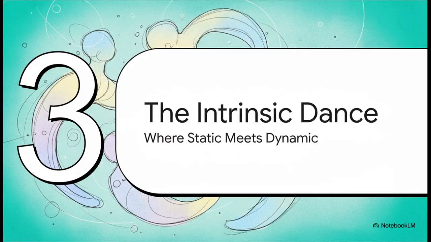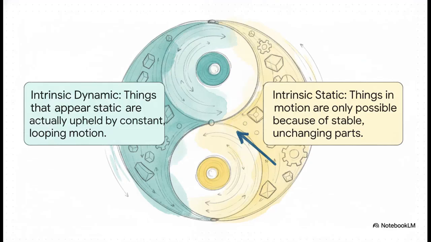So, okay, we've got our three parts. But here's the thing. They don't just sit there. Nope. They are locked in this constant, never-ending, interdependent dance. This brings us to the whole idea of intrinsic properties. The theory basically says that nothing, and I mean nothing, is purely static or purely dynamic. It's always a mix. So everything that looks stable and solid to you is actually being held up by constant motion. And on the flip side, everything that's moving relies on stable, unchanging parts to do it. They literally can't exist without each other.